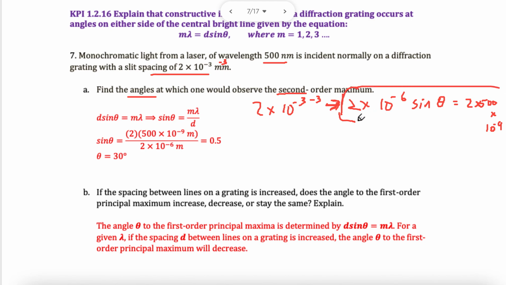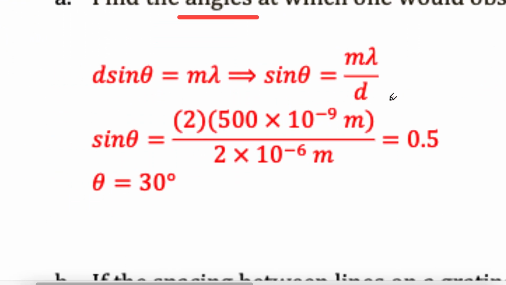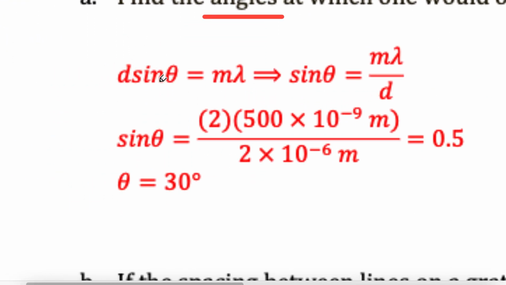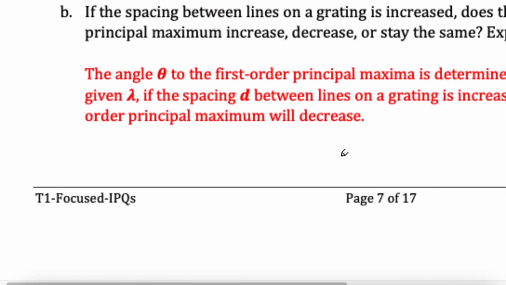So this is my formula right here. Shift solve, I can calculate my angle. That's what I'm looking for. Or I can rearrange. Yes, d sine theta equals m lambda. Rearrange for sine theta. I can just divide by d. Then you put the numbers in. And you can find the angle is 30 by doing sine minus 1 of 0.5. You will get 30 degrees. Okay, anyway. Let's move on.